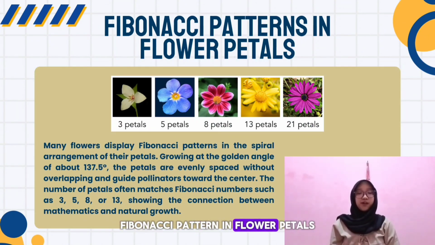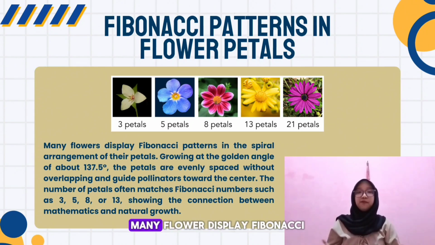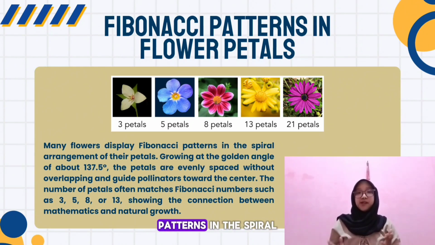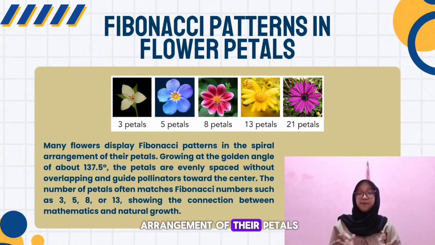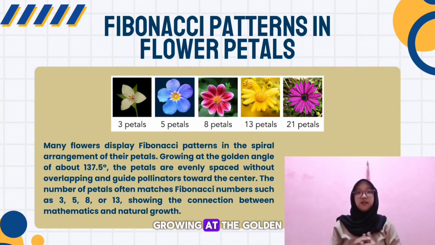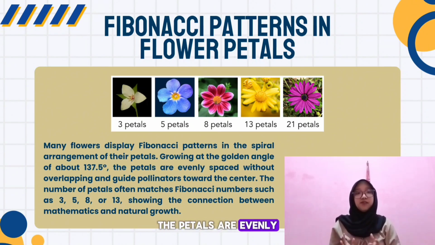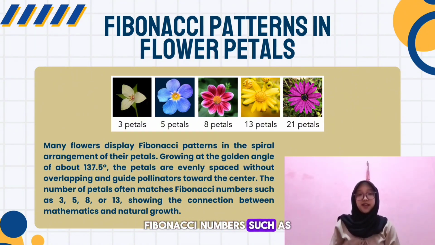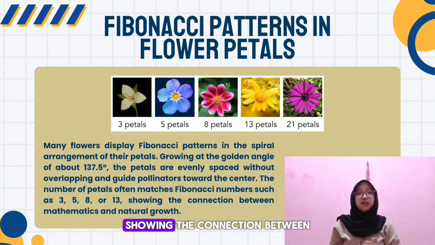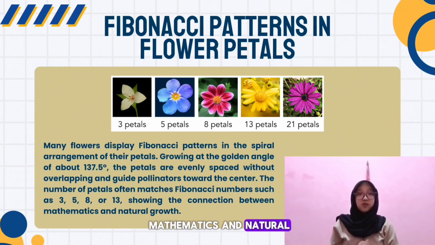Fibonacci pattern in flower petals. Many flowers display Fibonacci patterns in the spiral arrangement of their petals, growing at the golden angle of about 137.5 degrees. The petals are evenly spaced without overlapping, and this lets pollinators reach the center. The number of petals often matches Fibonacci numbers such as 3, 5, 8, or 13, showing the connection between mathematics and natural growth.